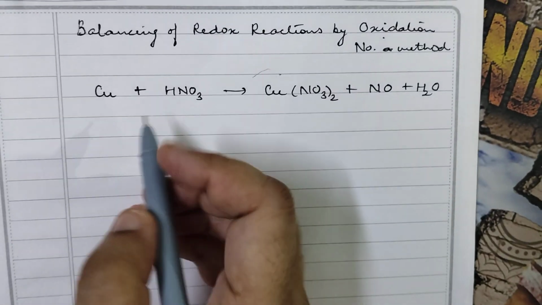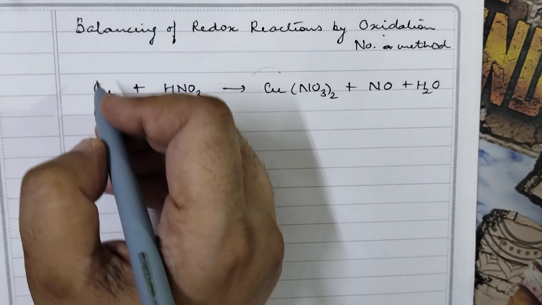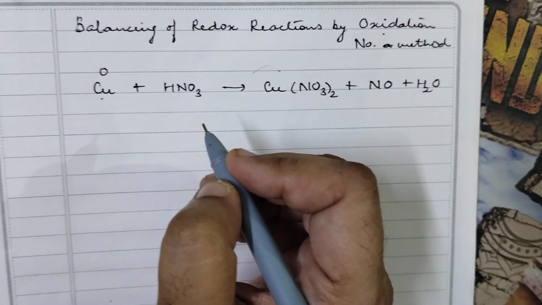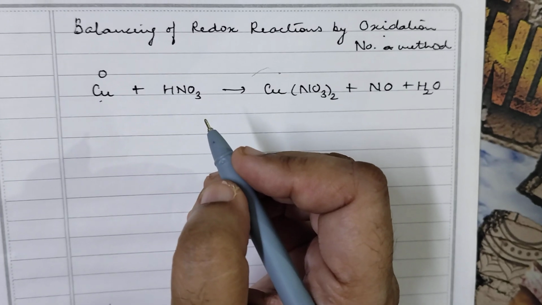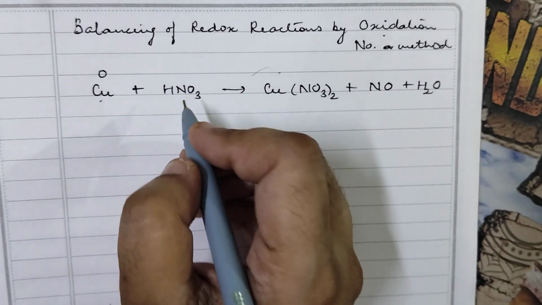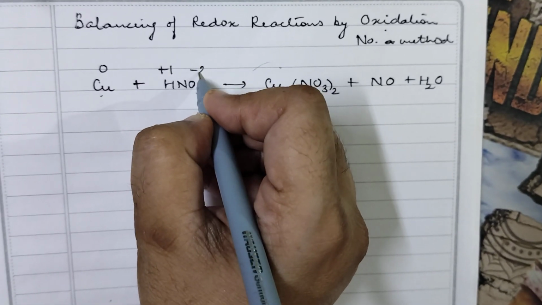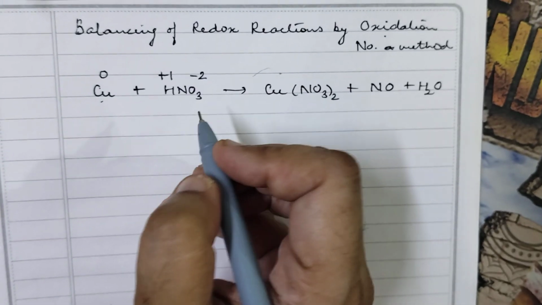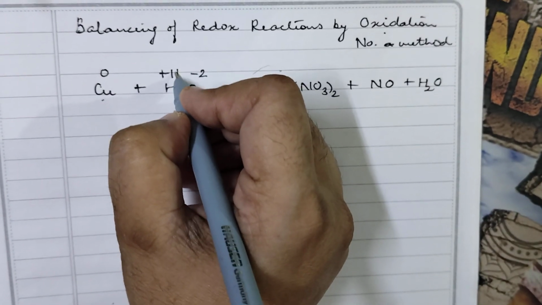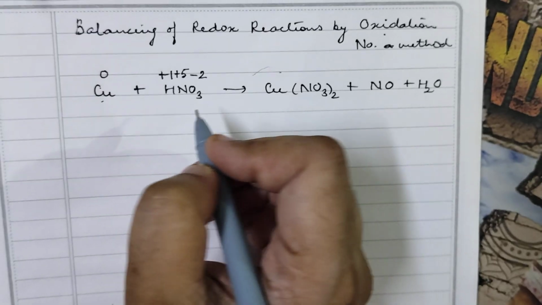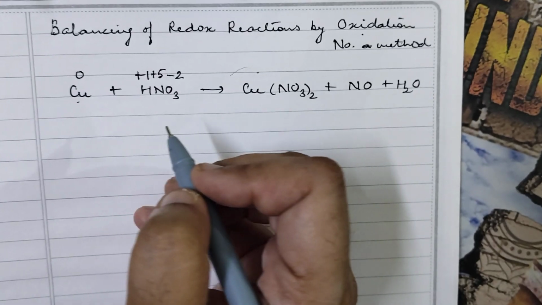of the reaction. Now this is copper and this is in the elemental state, so its oxidation number will be 0. You know that if an element is alone, then its oxidation number will always be 0. Hydrogen always has +1. Oxygen generally has -2. So when you keep hydrogen +1 and oxygen -2, nitrogen will come out to be +5. We will calculate the oxidation number of nitrogen in nitric acid. It will come out to be +5.